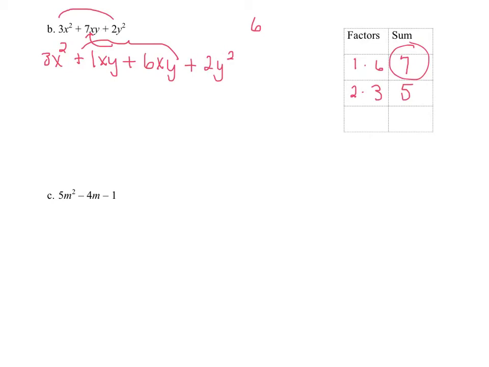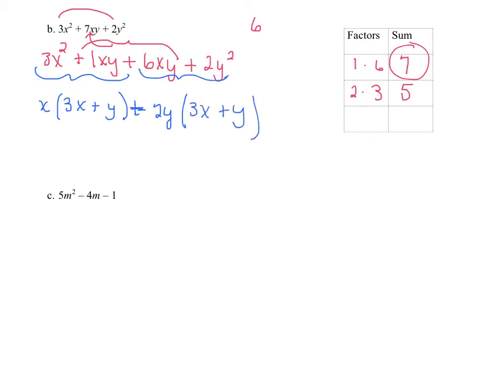Now let's factor by grouping. For this first one, I just pull out an x, and I'm left with 3x plus y. For this second one, I pull out a 2 and a y, and I'm left with 3x plus y. If all is right with the world, you guys, these should be the same if you did it right. So this would be 3x plus y. He's gone. He's left with x plus 2y, right? He's gone to the front. Next one.